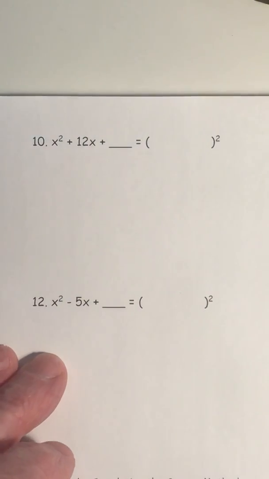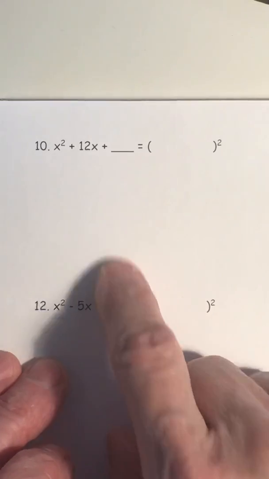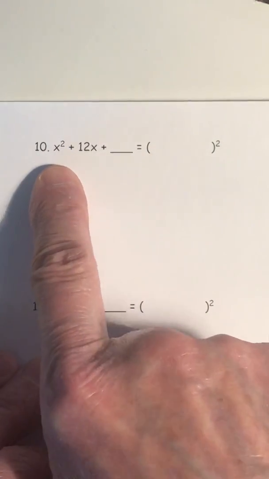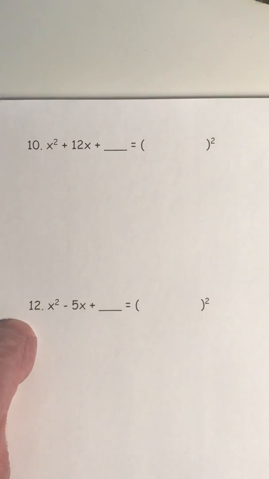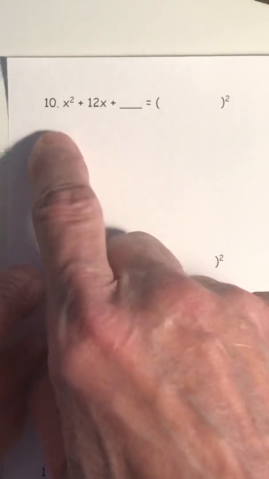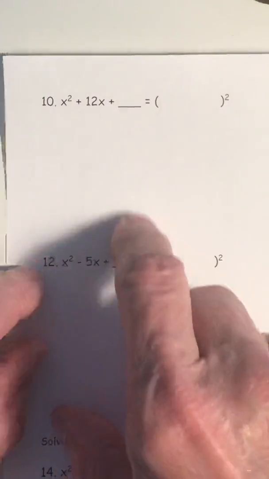Page 3. Now we're going to get some practice with this process, which we call completing the square. Let me point out that we have 1x squared for all the examples on this page. There are 6 here that have 1x squared. We'll deal with things like 2x squared and 4x squared and such later.